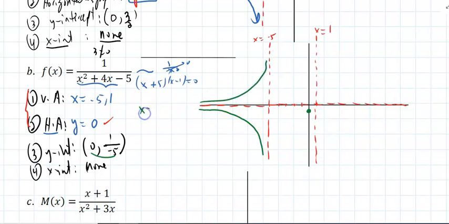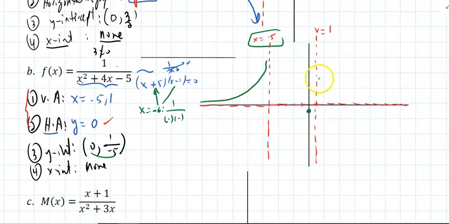I'm going to choose a point to the left of negative 5, negative 6. The top is always positive. If I put a negative 6 there, negative 6 plus 5 is negative. Negative 6 minus 1 is negative. If you multiply two negatives, that's a positive. What does that mean? There's that piece. The piece in between, I have a good idea of what it looks like. I don't need to pick a test point.